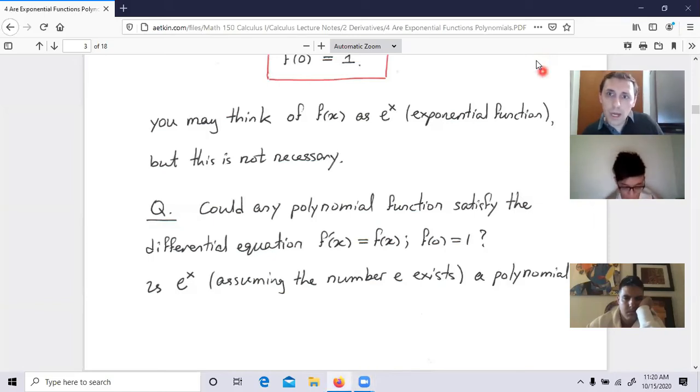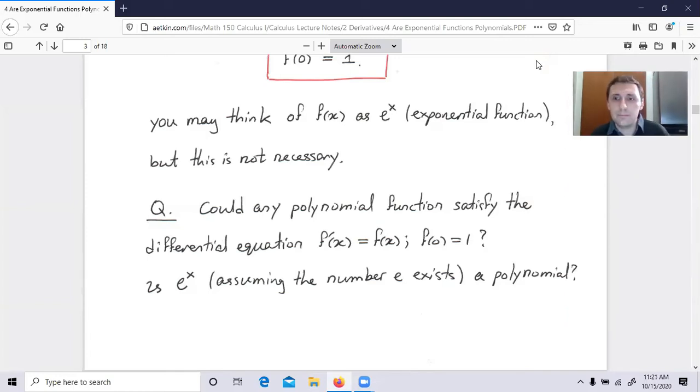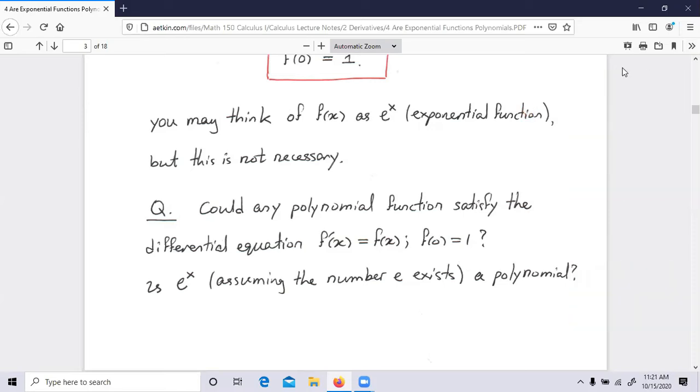Okay, so a very simple question: why can't e to the x, or a function whose derivative is unchanged, be a polynomial? What's the immediate discrepancy that we can notice? What can we notice, my friends?